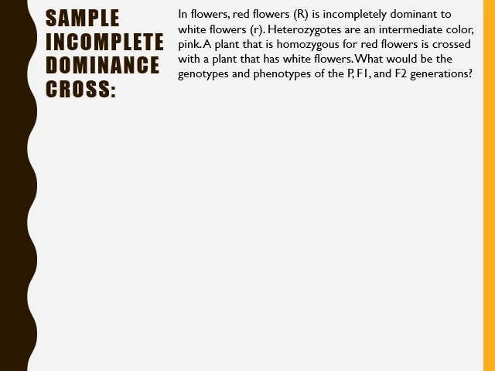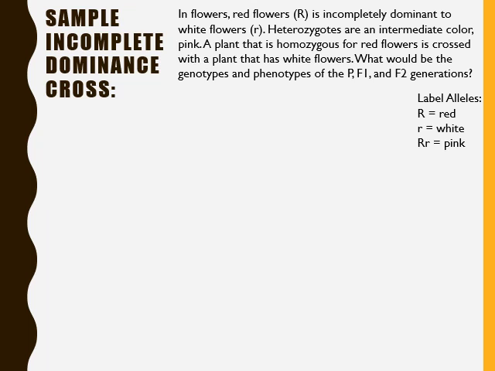All right, so we start off, just like always, labeling our alleles. Big R is red, little r white, big R, little r is pink. You can use whatever letters you want. I don't care how you do it. We've got our alleles labeled.